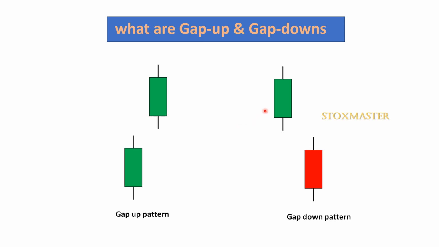On the flip side, this is the first day candle and this is the second day candle. This is the close of the first candle, and this is the open of the second candle. If the open of the second candle is lower than the close of the first candle, then such a pattern is called a gap down pattern. So let's go deeper into gap up and gap down.